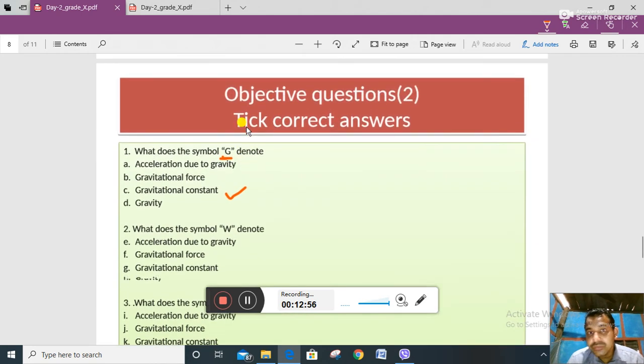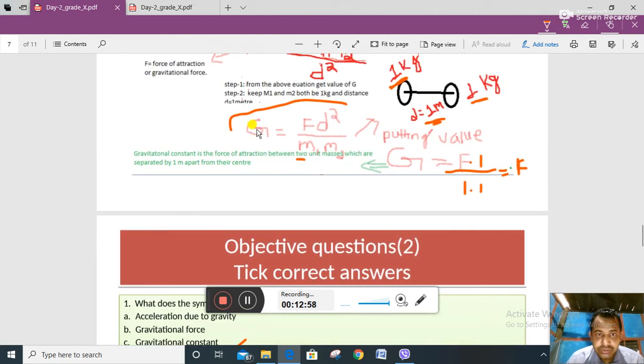Now to know the units of this gravitational constant, from here you will know. To know the unit, the force unit is Newton. And d square means meter square. Its unit is meter square divided by kg square, because there are two masses. Now you can write this in units as Newton meter square per kg square.